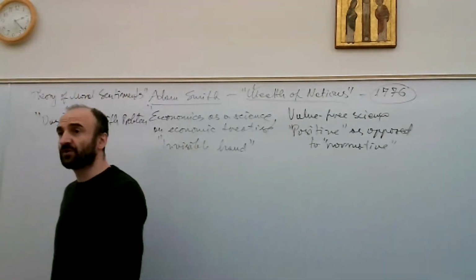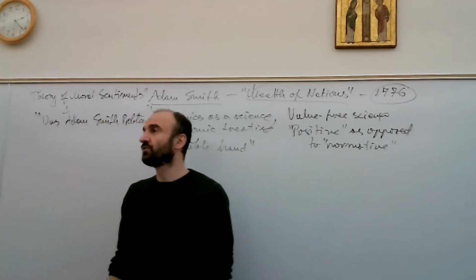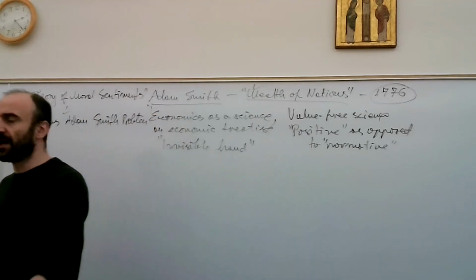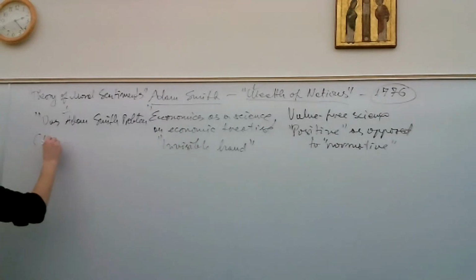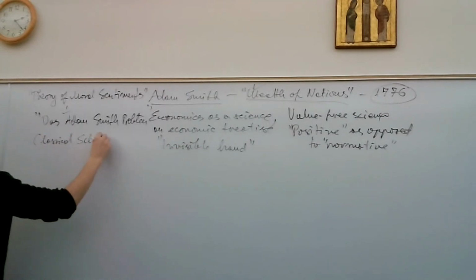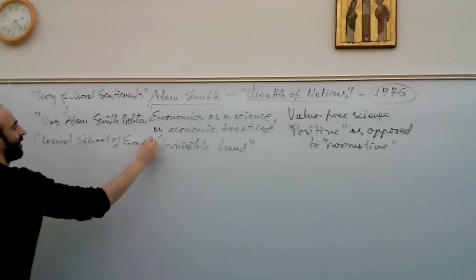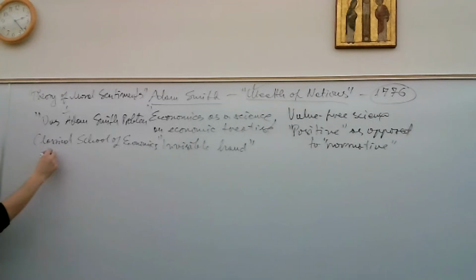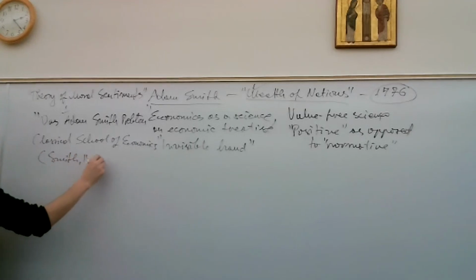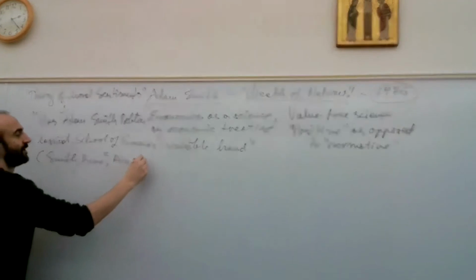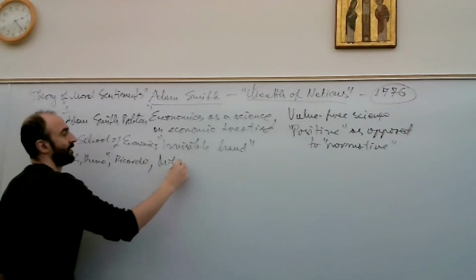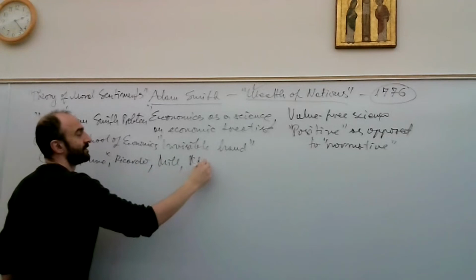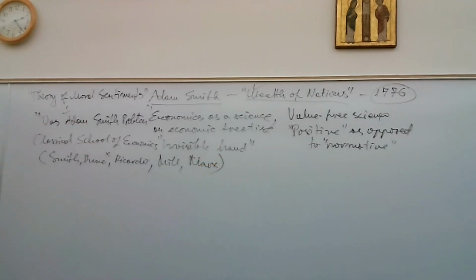What else? Adam Smith was hugely influential from the very beginning. And with Adam Smith begins what we nowadays, in retrospect, call the classical school of economics. The classical school of economics includes Smith, partially Hume, Ricardo, James Mill and John Stuart Mill, father and son, and Karl Marx. These are some of the most important thinkers in this tradition.